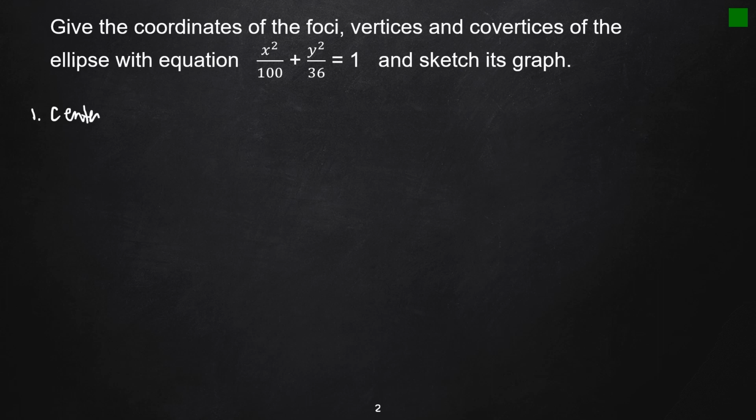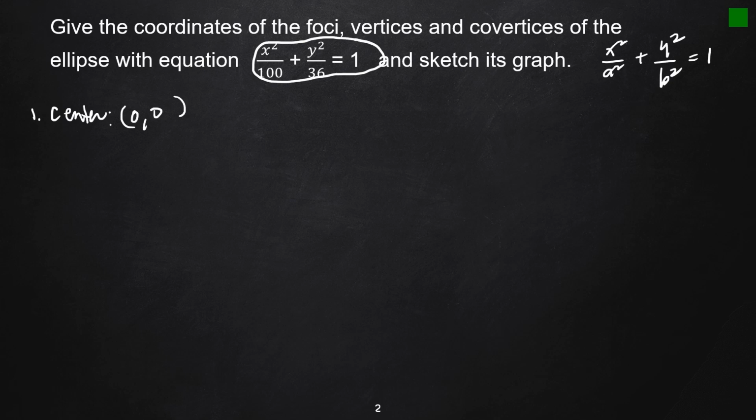Since this equation follows the form x squared over a squared plus y squared over b squared equal to 1, the center of our ellipse will be at 0, 0. Next, let's try to find the foci.